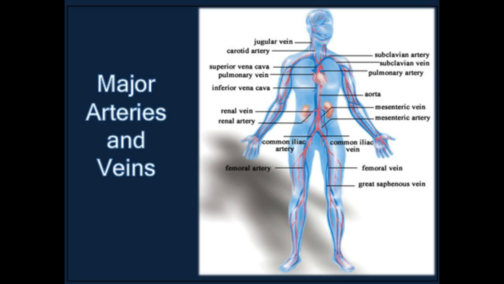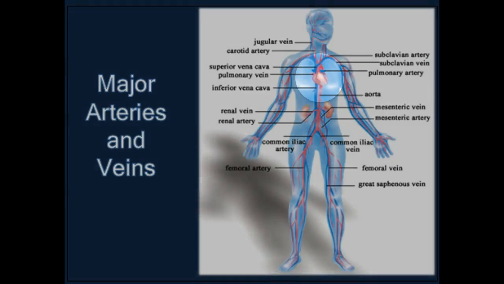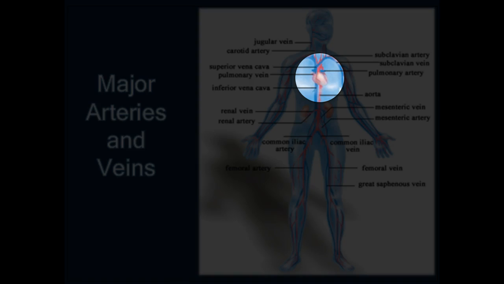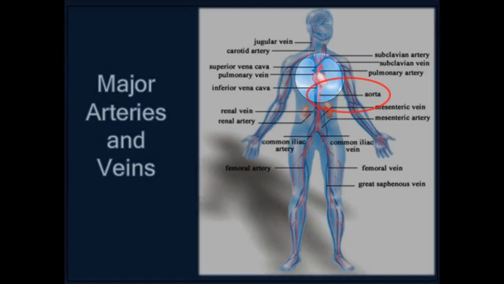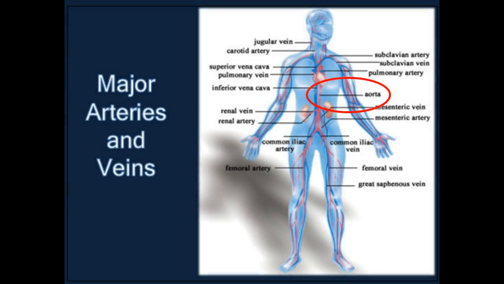Now let's name some of the major arteries and veins in the body, beginning with the great vessels. The great vessels are the large vessels that have a direct connection with the heart. They are the aorta, which is the largest artery in the body from which all other arteries branch, the superior and inferior vena cava, which are the largest veins, the right and left pulmonary arteries, and the two right and two left pulmonary veins.